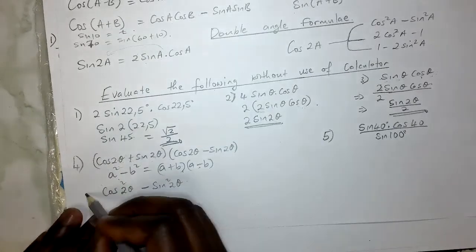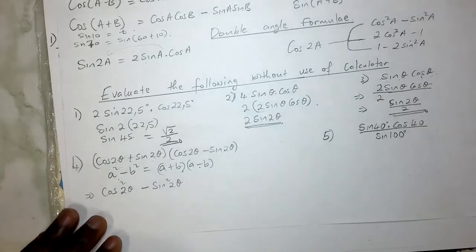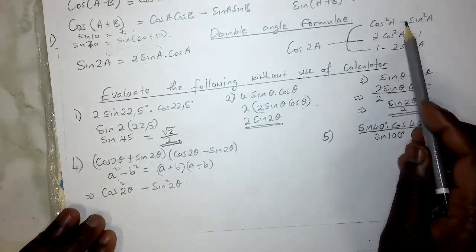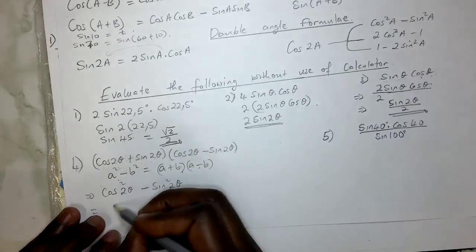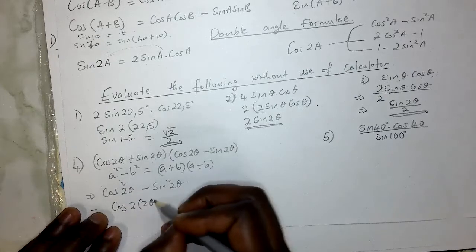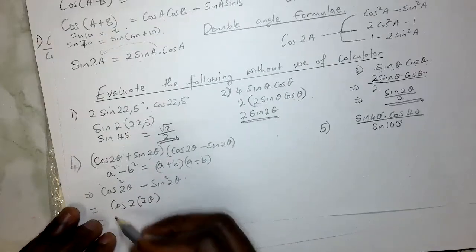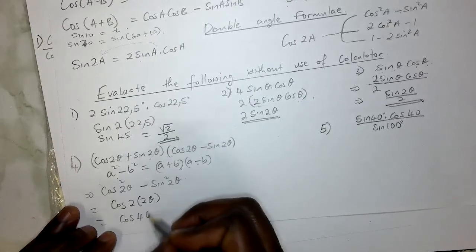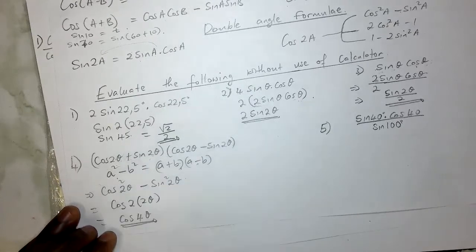Now, when you've got cos squared 2 theta minus sine squared 2 theta, we're going to go to this identity here. What does it mean? It means that it's going to be cos of 2 times 2 theta. What are we going to get there? We are going to get cos 4 theta. That becomes our answer there.